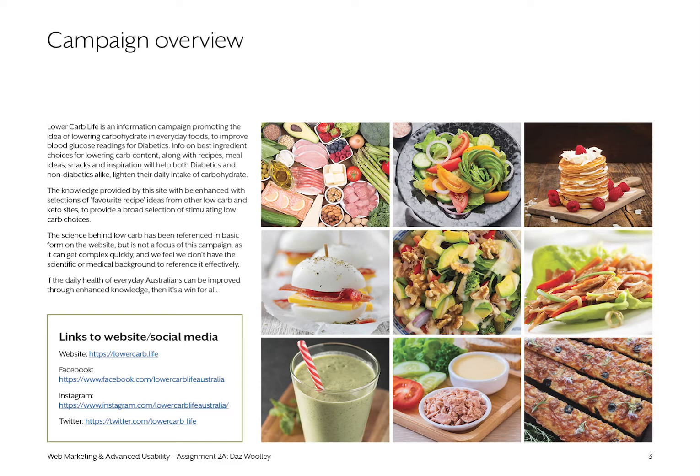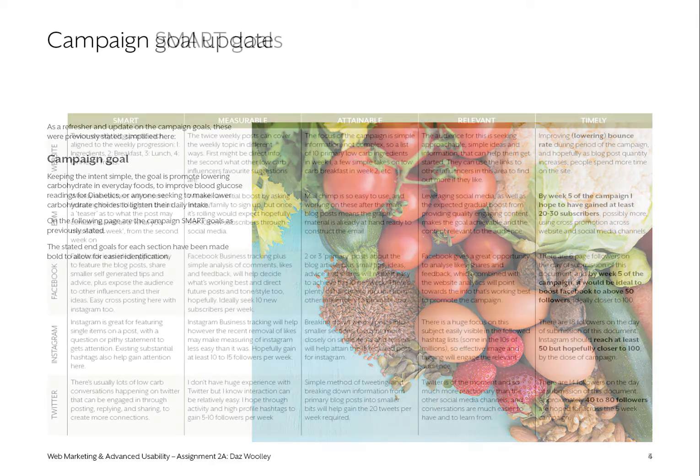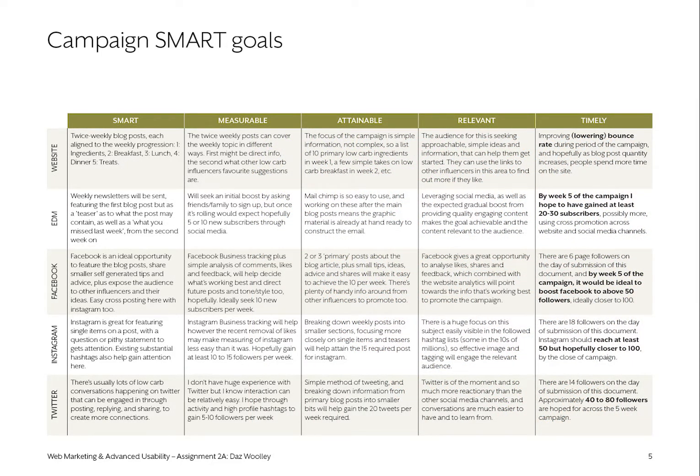This is an information campaign promoting the idea of lowering carbohydrate in everyday foods to improve blood glucose readings for diabetics. The campaign goal has been kept purposely simple: to provide info on best ingredient choices for lowering carb content, along with recipes, meal ideas, snacks, and inspiration to help both diabetics and non-diabetics alike. The science behind low carb has been referenced in basic form on the website, but it's not a focus of this campaign. Looking back at our stated SMART goals, the final column of this table states it plainly.